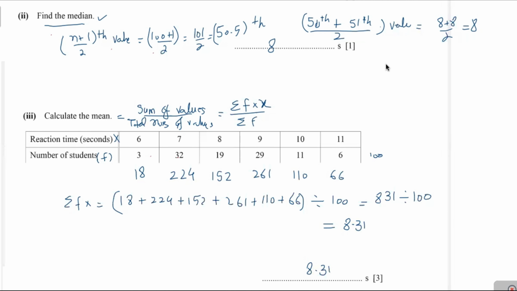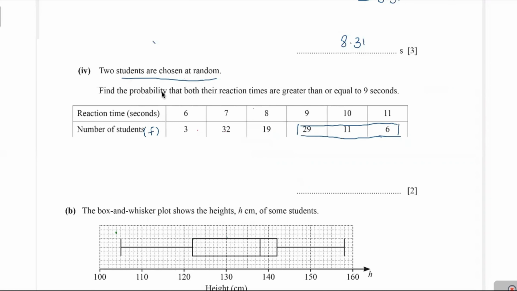This is the answer. Two students are chosen at random. Find the probability that both their reaction times are greater than or equal to 9 seconds. Firstly, we have to find the number of students whose reaction time is equal to 9 and greater than 9. You see here, this is the time 9 seconds, and greater than 9 is 10 and 11. When we add these values, the total number of students will be 29 plus 11 plus 6, which is 46 students having time greater than or equal to 9 seconds.